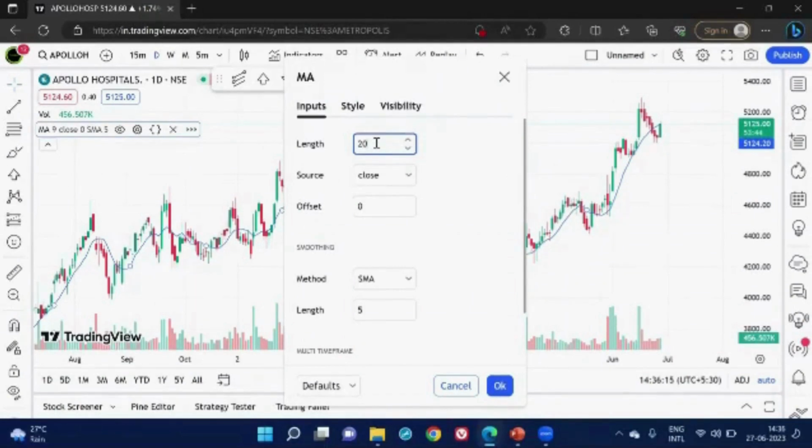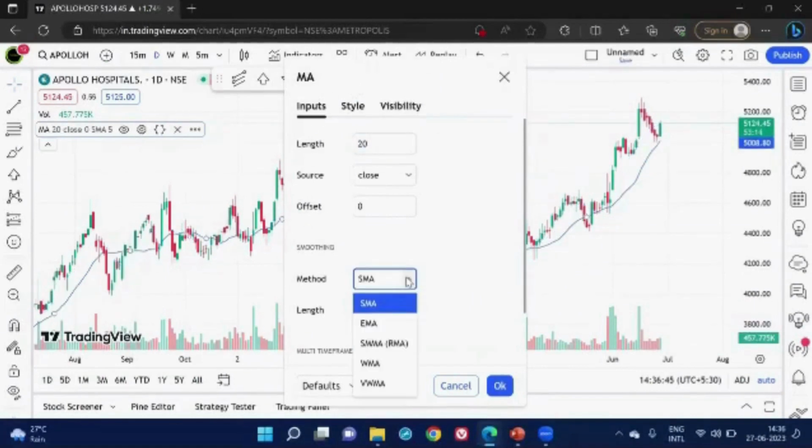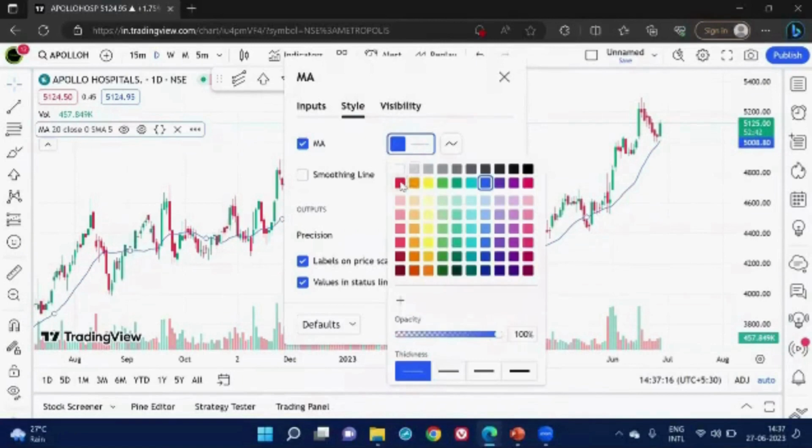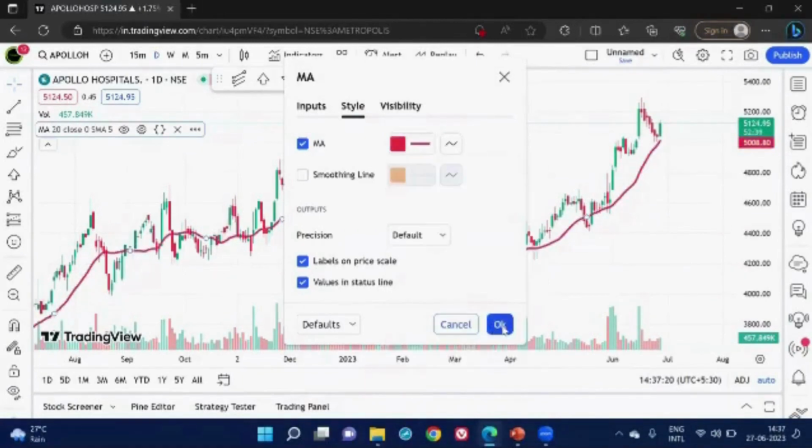Next thing you have to make sure is that the method is SMA. So SMA means simple moving average. And here you can see there are multiple types of moving average like the exponential, weighted moving average, volume weighted moving average. From this we have to select the SMA. And I personally like changing the color of moving average indicator to red. You can change it to your choice. So here we are good to go.